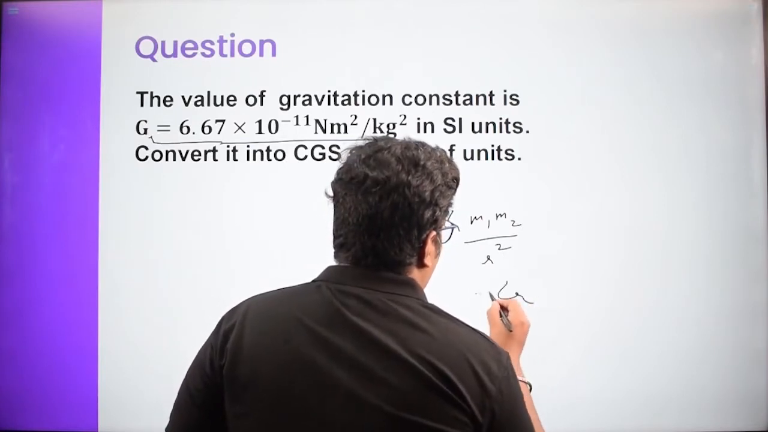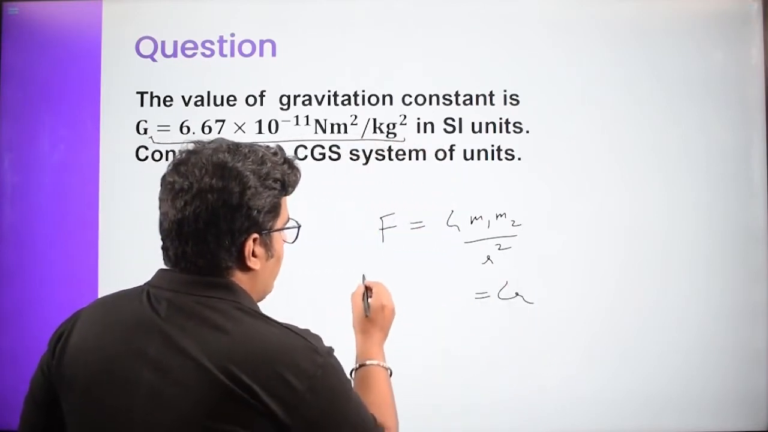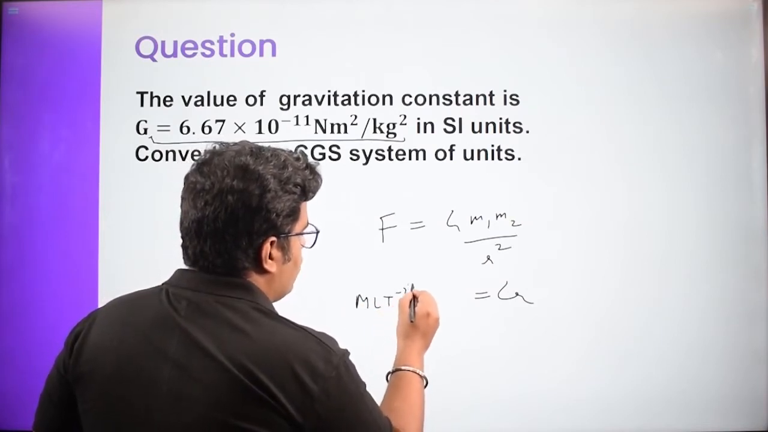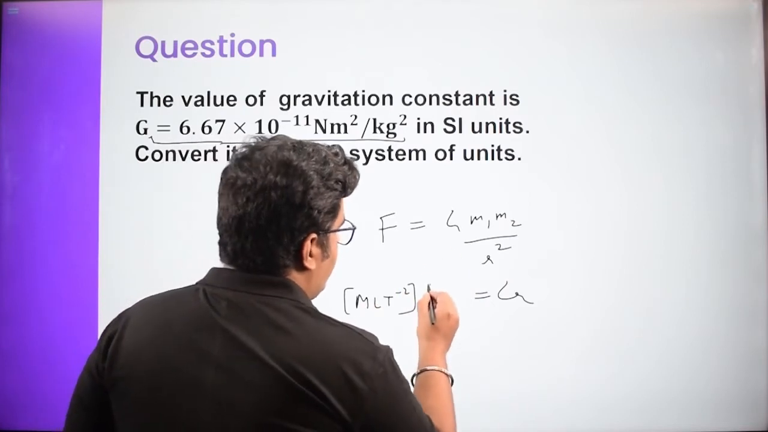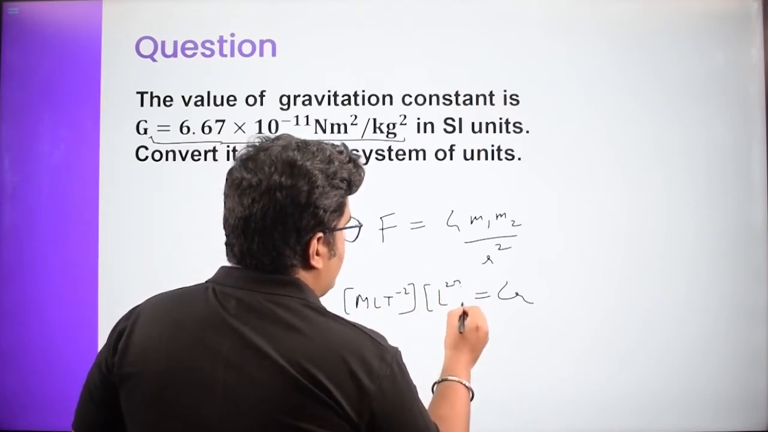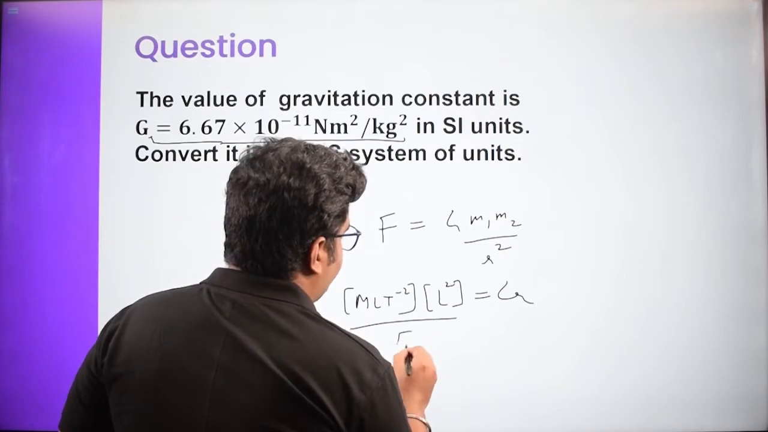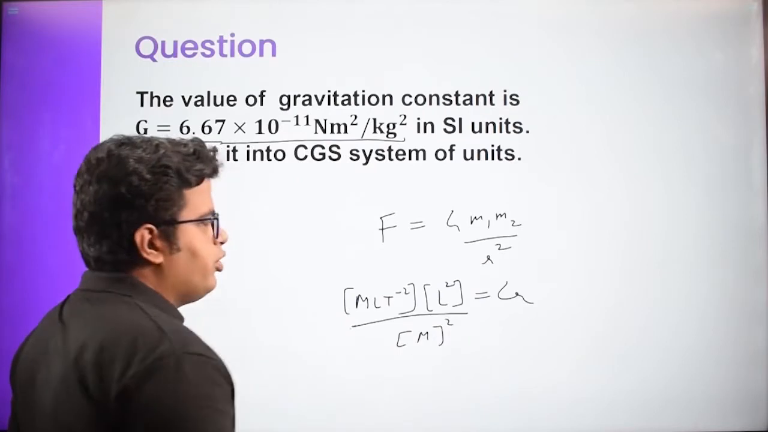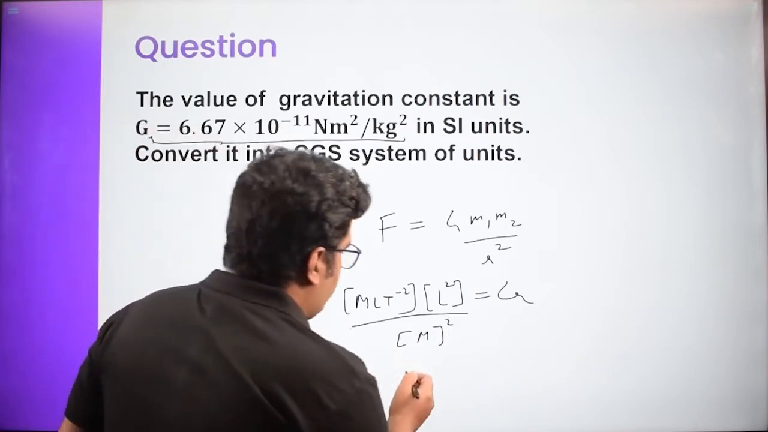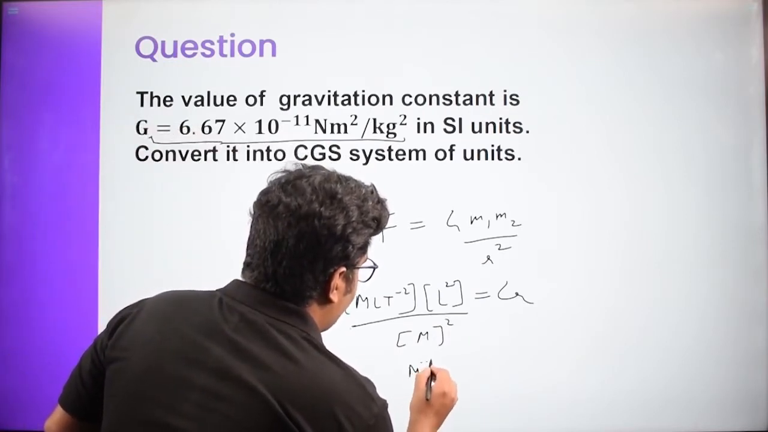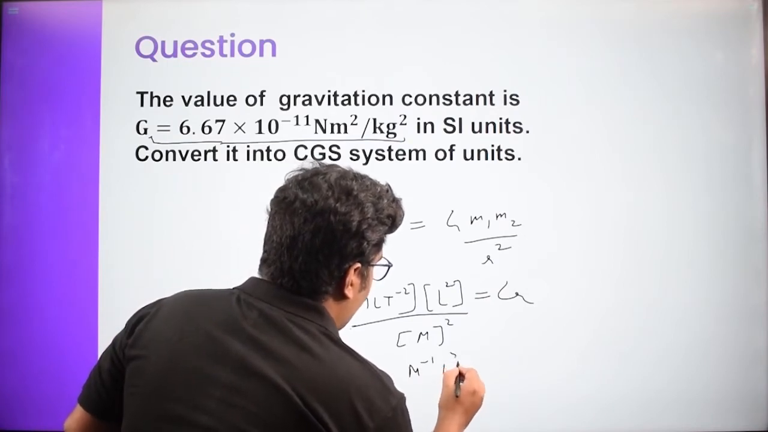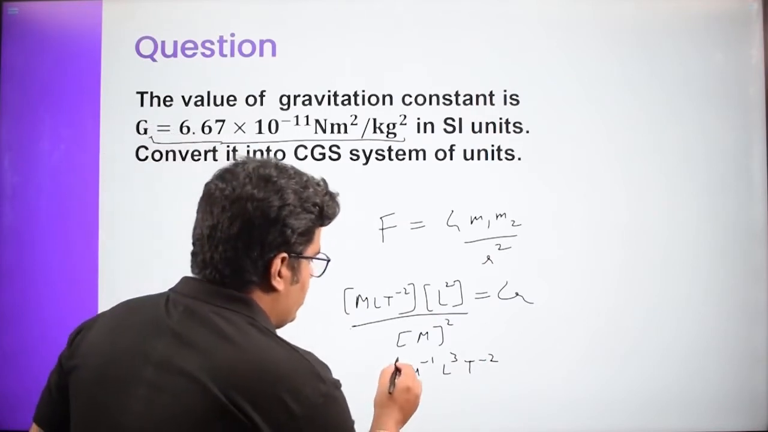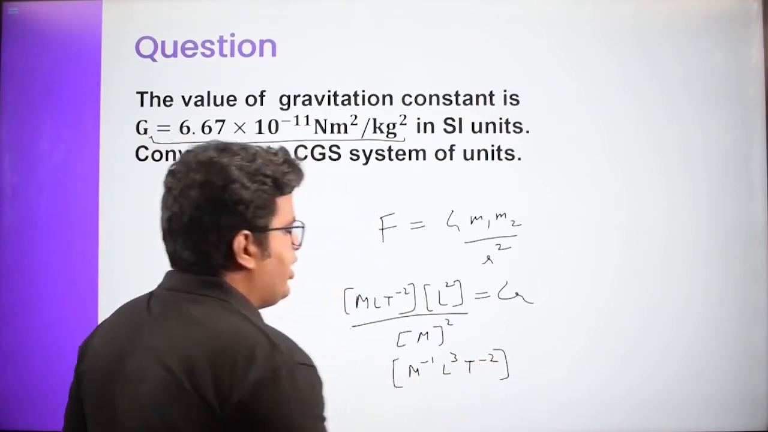If you want to find the dimensions of gravitational constant, what is the dimension of force? Mass into acceleration, so that is going to be M L T minus 2, right? And the dimension of r square is going to be L square, and the whole is divided by M square. So basically this is going to be the dimension of gravitational constant. Once we solve this further, we'll have M minus 1 L cube T minus 2, right? So that's basically the dimensions of gravitational constant.